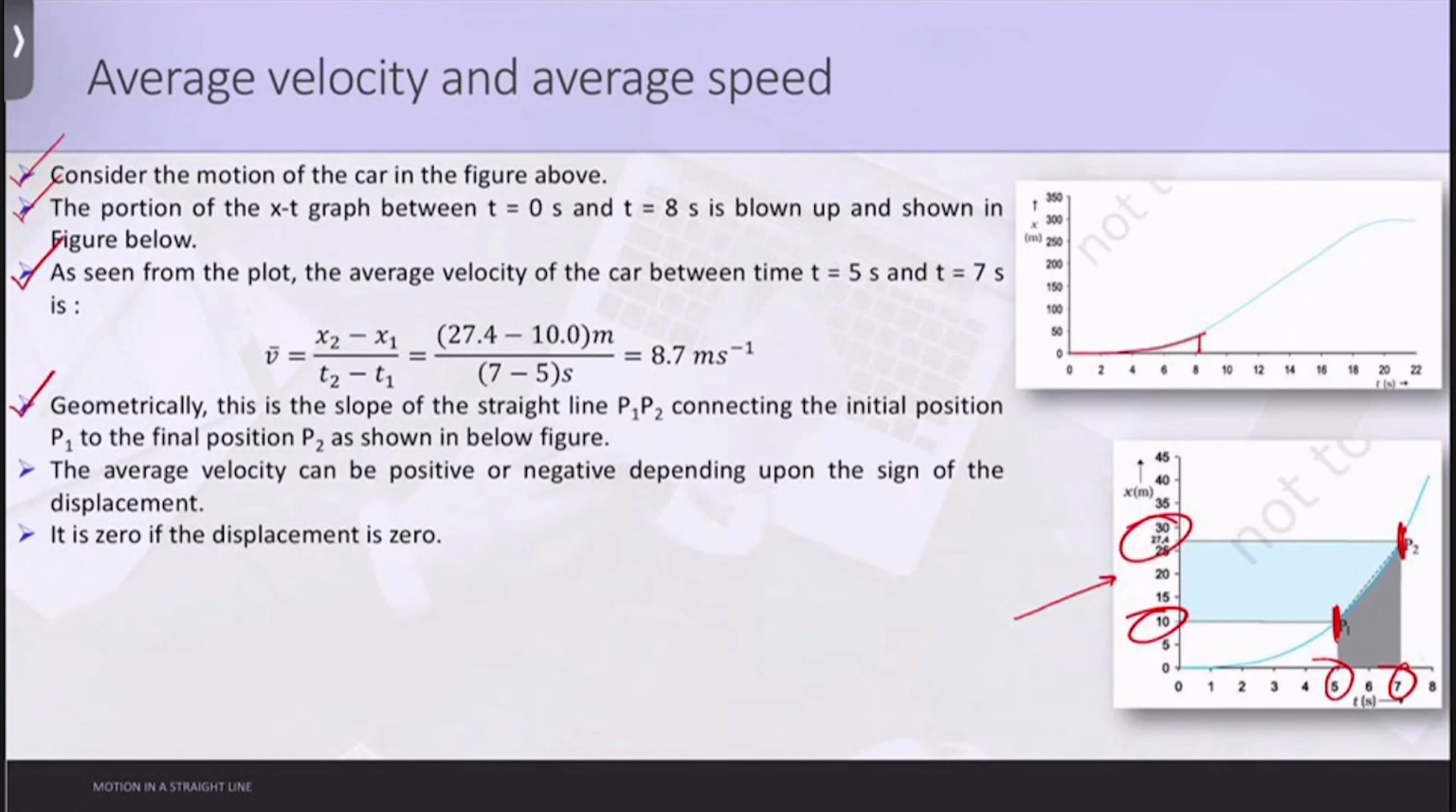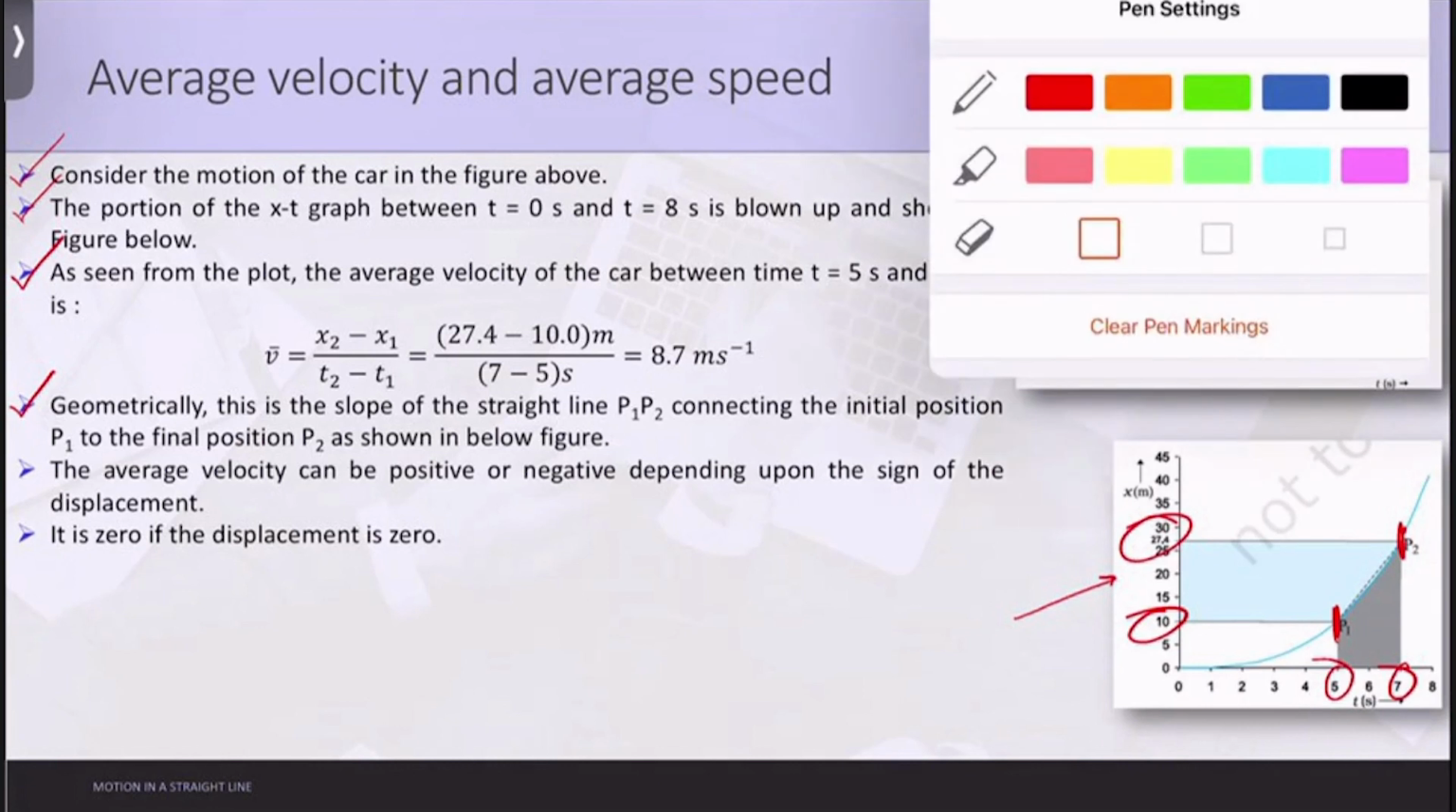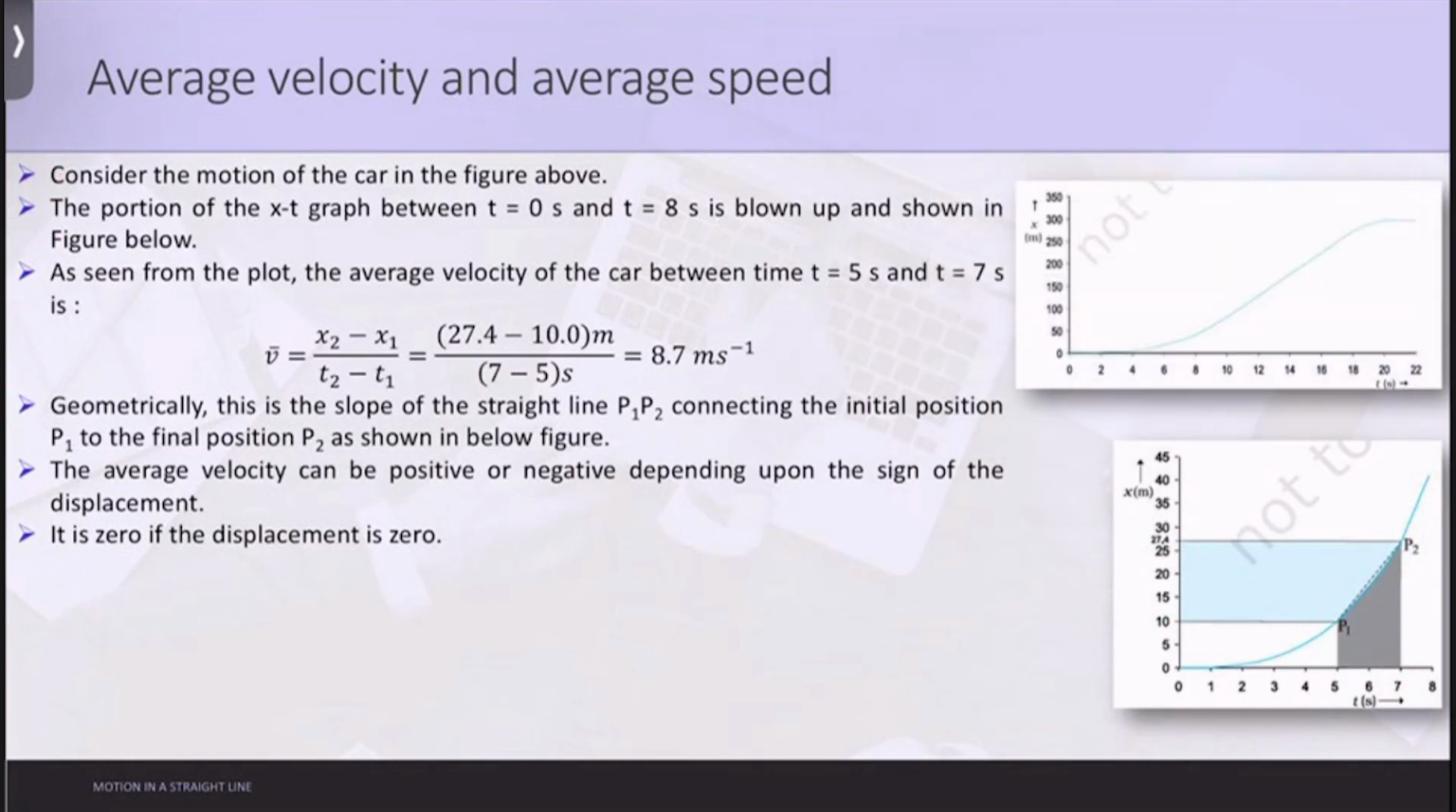Fine. Geometrically, this is the slope of the straight line P1P2. There's a concept called slope, which you will understand in maths also. So basically, what is slope? Slope is nothing but a tangent. So tan theta is also called slope. If you find the tangent of the slope of P1P2, that is also called a slope. Geometrically, this is the slope from the initial position P1 to the final position P2, as shown in the figure.